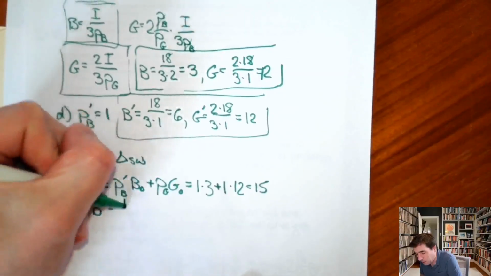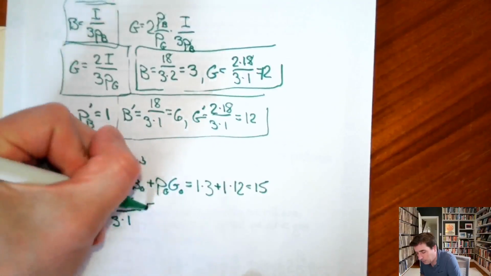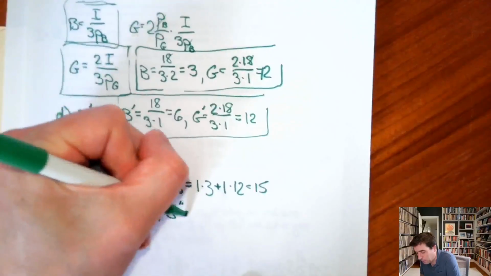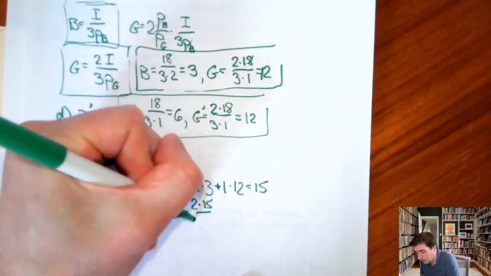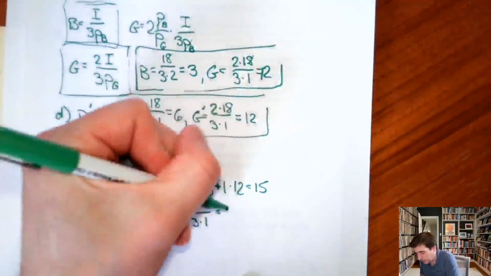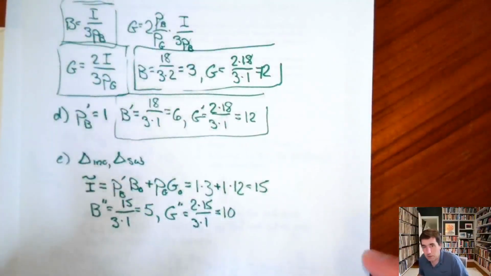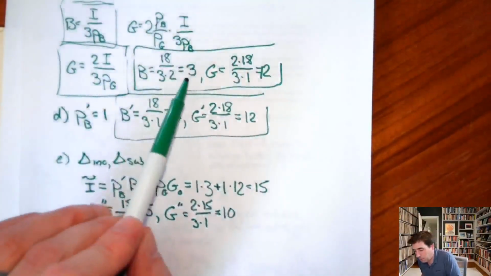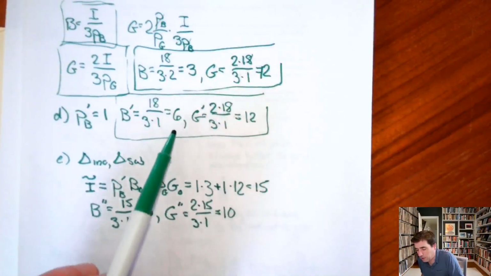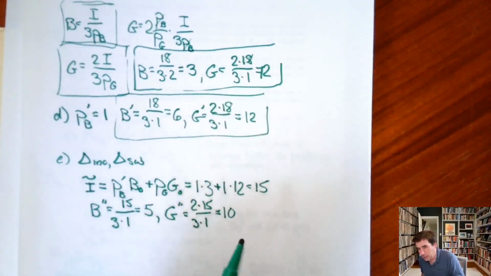We're going to use that $15 and the new price. So that would be 5 loaves of bread. For games, G double prime, it's going to be 2 times 15 divided by 3 times 1. It's going to be 30 divided by 3, that's going to be 10. And so now we just have to compare the right bundles. We've got these 3 different bundles: our original bundle of 3 loaves of bread and 12 hours of games, our final bundle of 6 loaves of bread and 12 hours of games, and our intermediate bundle of 5 loaves of bread and 10 hours of games.